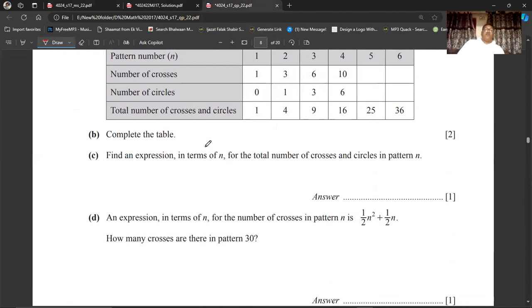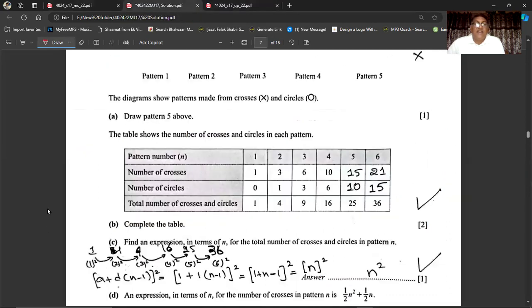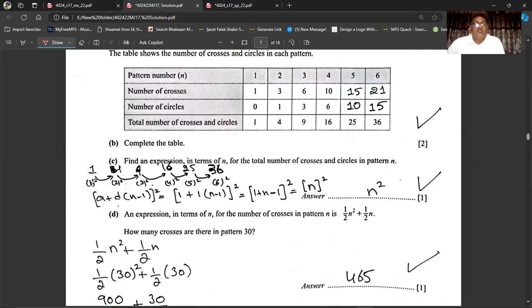Then he says, find an expression in terms of n for the total number of crosses and circles in the pattern. Pay attention, you see this is 1 square, this is 2 square, this is 3 square, this is 4 square, this is 5 square, this is 6 square. So the nth term will be n square. So I did a lot of work here. I tried to find the pattern of 1, 2, 3, 4, 5, 6 and a square with it.